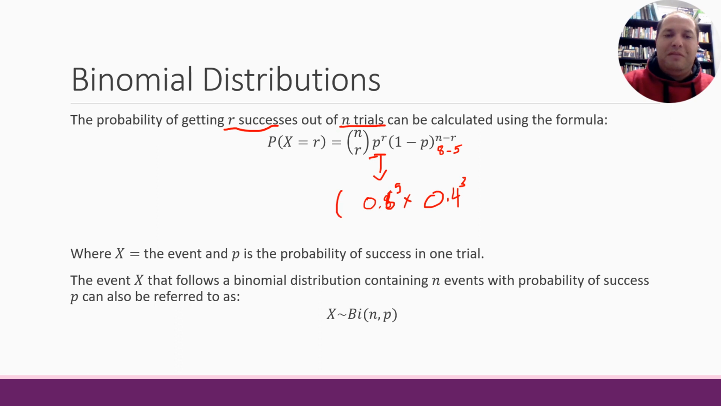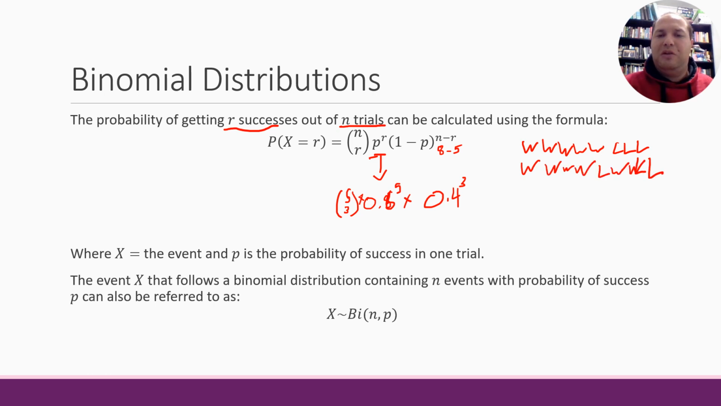Now, this number out the front here is a combinations number. It's the number of ways I can get 5 successes out of 8 trials. If I was to try and list them, I could get win, win, win, win, win, loss, loss, loss. That's one way of getting 5 successes out of 8 trials. I could also get win, win, win, win, loss, win, loss, loss. And I could keep listing them out and work out what that number is.